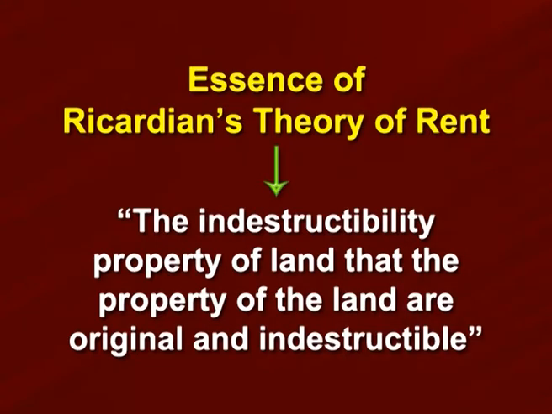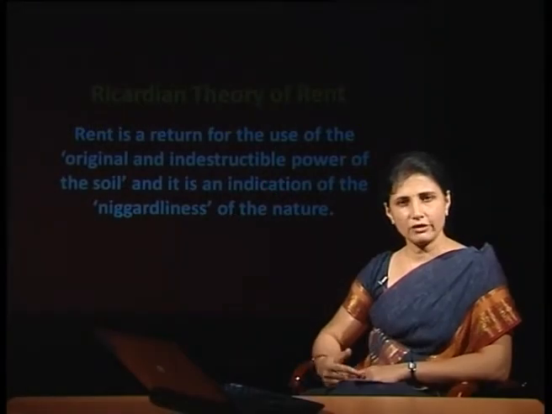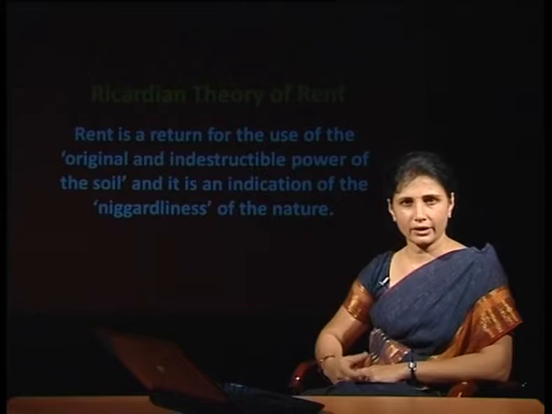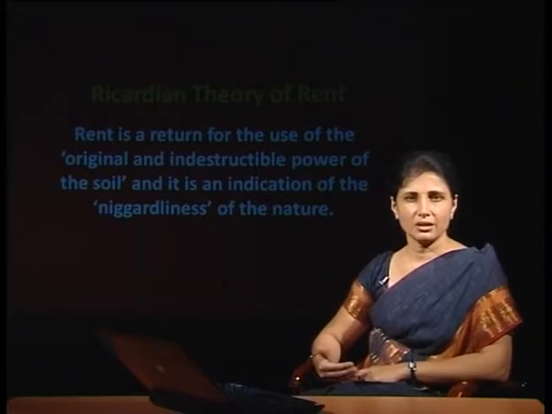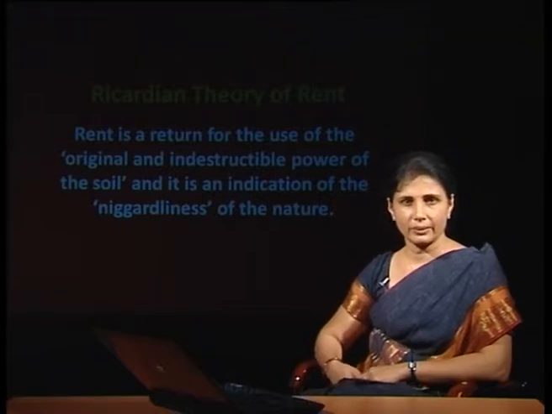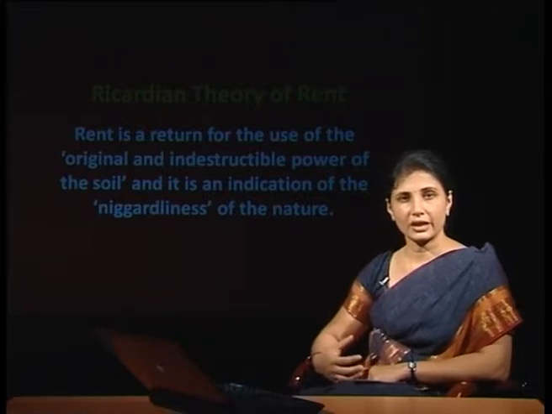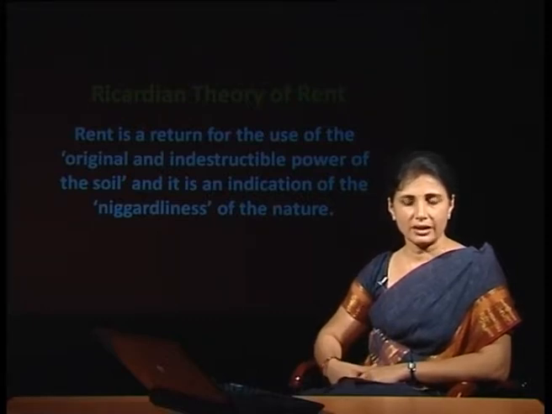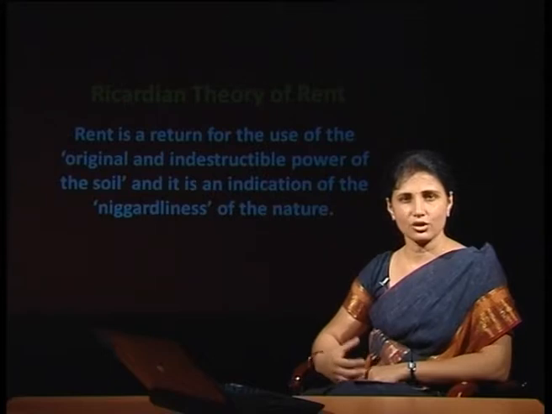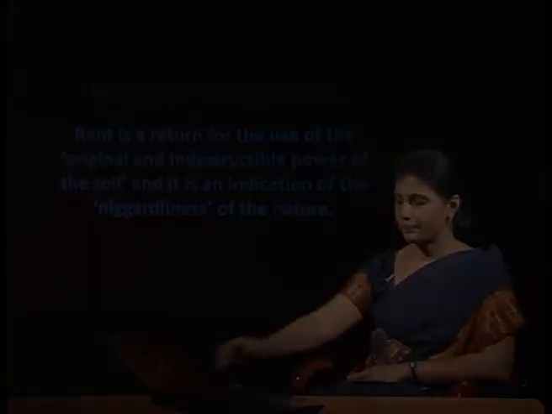This theory, which is called the Ricardian theory of rent, the primary theory of rent, talks about the indestructibility of the land, that the properties of the land are original and indestructible. With that, land has only one use. There is only one factor of production, that is land, which can be used, and rent can arise from the use of the land. Simultaneously, rent is the product of the niggardliness of the land, that is, land is scarce, and because of that rent arises.